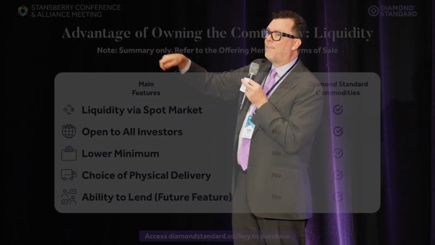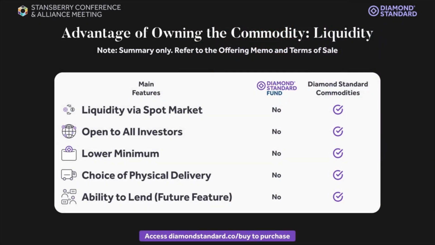And if you own the coin, you can trade it at any time. There's no minimum. Anybody can buy it. You don't have to be an accredited investor. You can take physical delivery, and you can also lend it out if you want. That's when you own the coin.